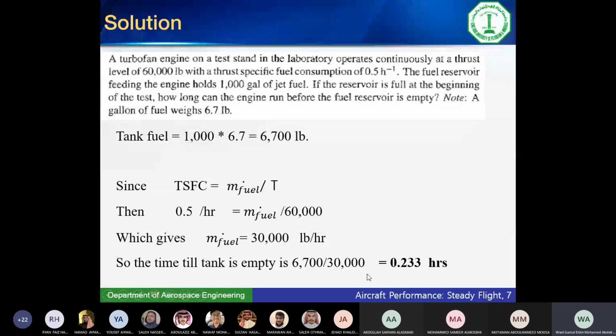6,700 divided by 30,000 will be 0.23 hours. Less than a quarter of an hour, about 13 minutes maybe. And then the fuel tank will run dry. So nothing here, simple math. The only thing that you need to remember to solve the problem is this: the thrust specific fuel consumption is m dot divided by T.